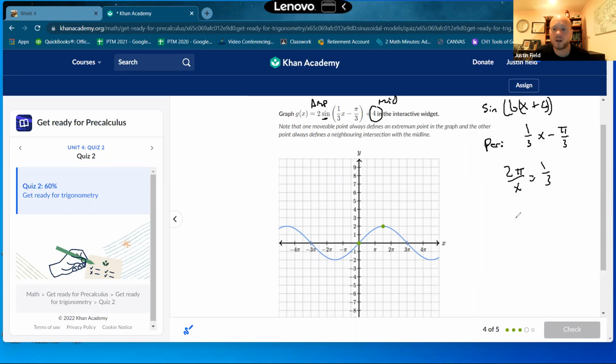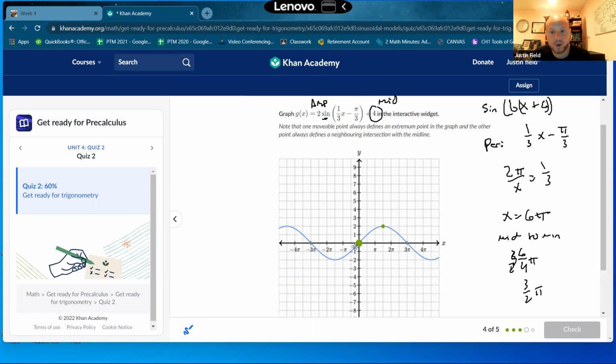And so we're going to cross multiply. X equals 6 pi. So we're going to say the period is 6 pi. And so that's the period. Then from mid to min is 6 over 4. You got to divide that by 4, which is 3 over 2, right? 3 over 2 pi. Okay, 3 pi over 2. So that is our distance from min to mid.